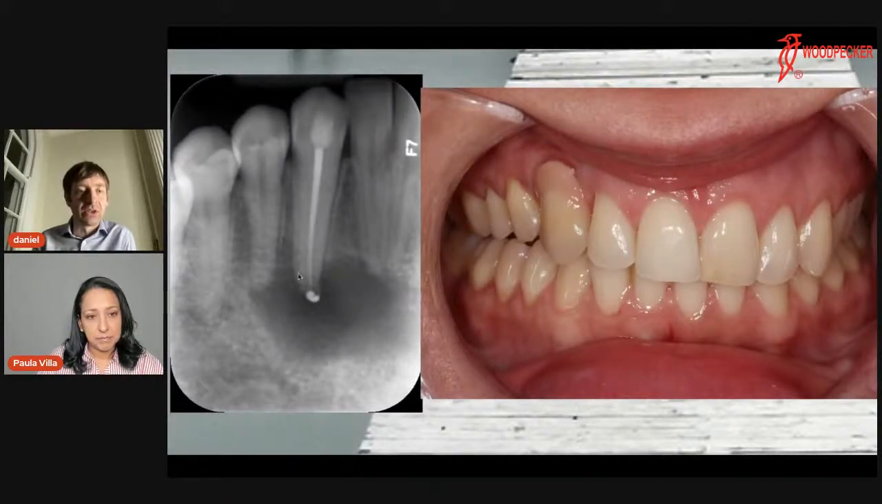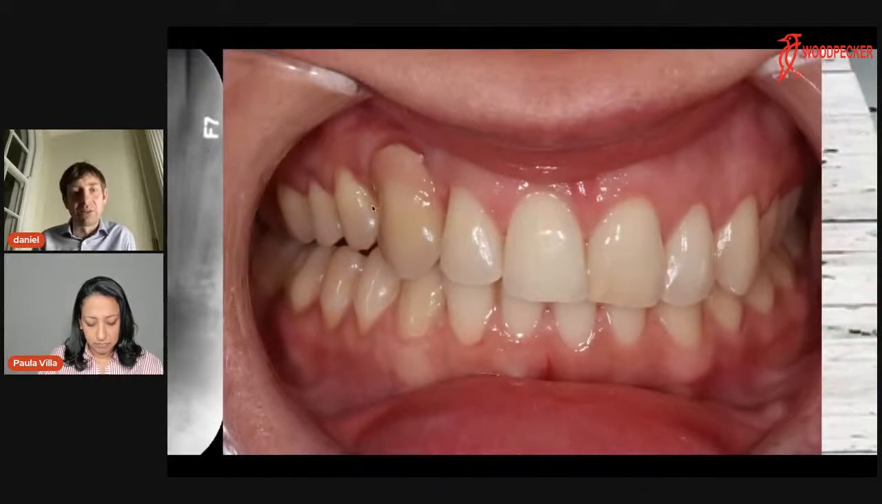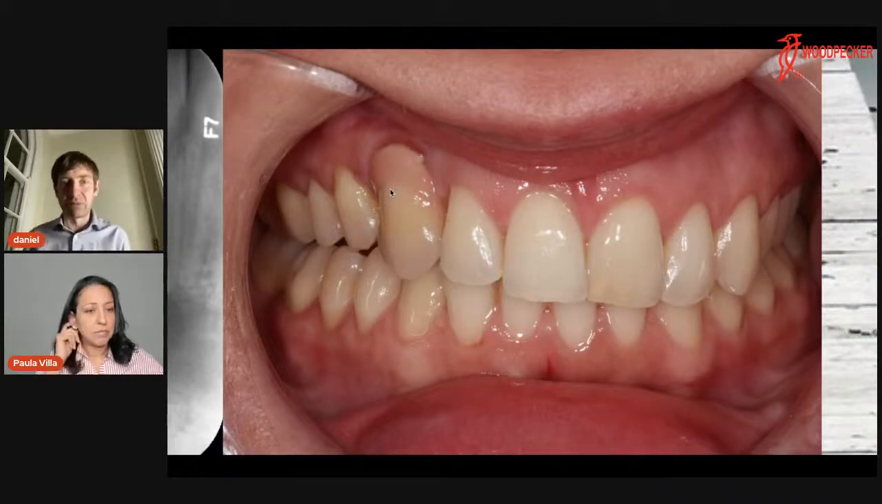So again, this is a case where the tooth's been treated by an implant or by an endodontist. For a canine, I'd want to get a cone beam CT scan just in case there's a second canal present. But look at that, she's already had an implant in the upper three. So there's kind of a myth that implants are successful 96, 97% of the time.